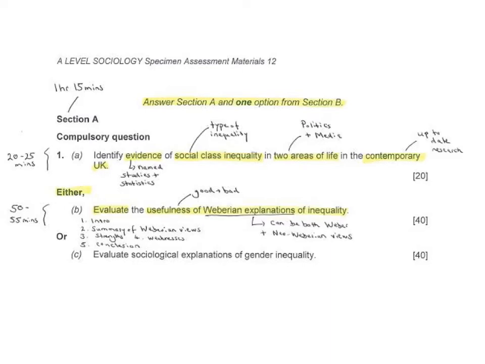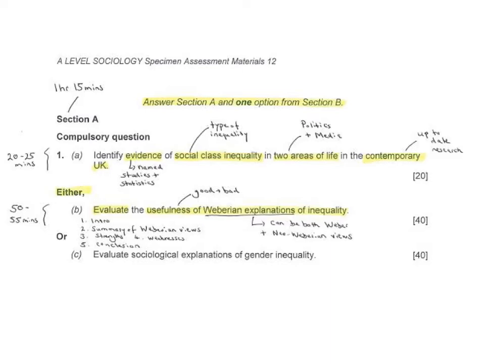If we just read through the question together, it says: identify evidence of social class inequality in 2 areas of life in the contemporary UK. Let's just break down this question. The first instruction is to identify evidence. What the examiners are expecting your answer to contain in terms of evidence are named studies and statistics. Your answer can't just be based on anecdotes or personal experience. It's got to contain proper pieces of sociological evidence.